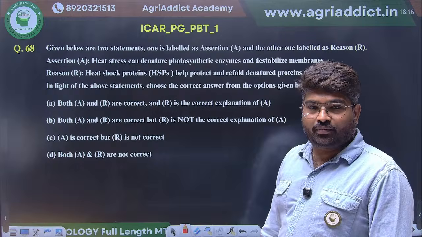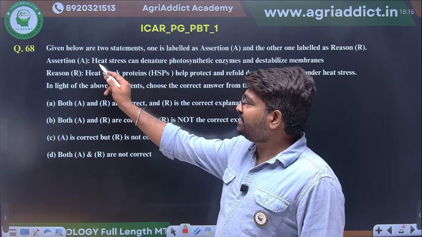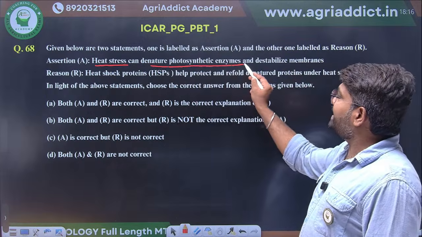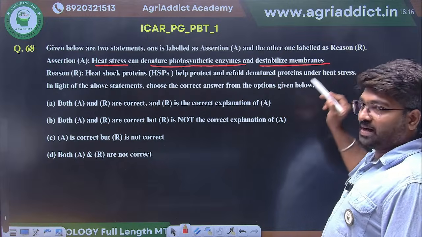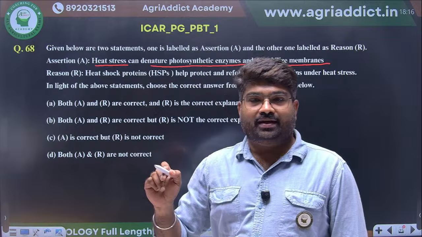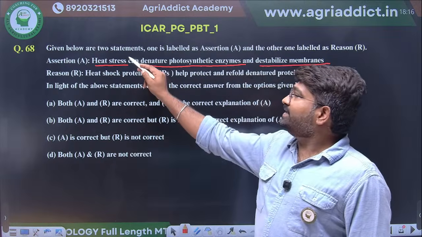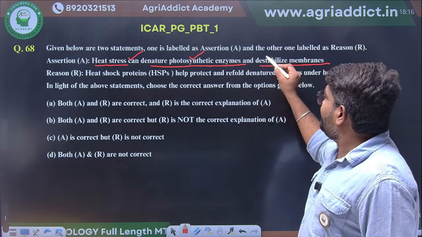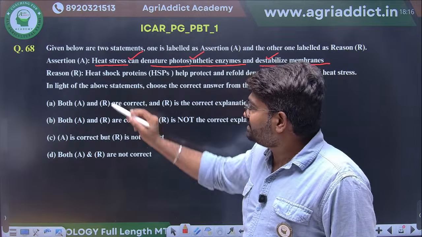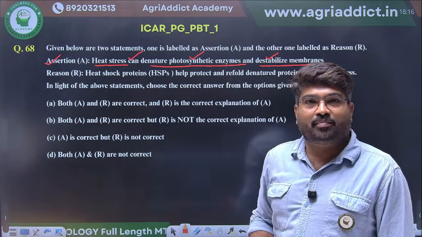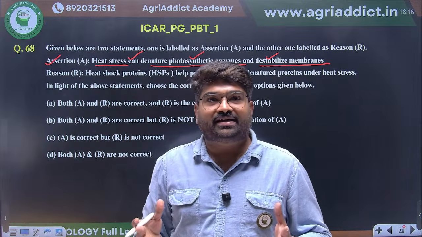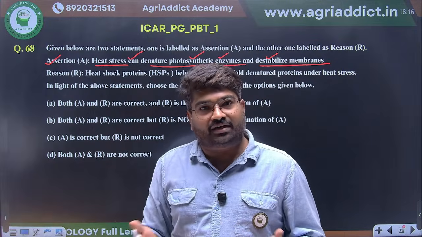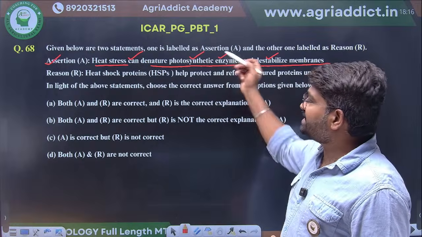Next, we are going to see a question on stress physiology. Read the assertion: heat stress can denature photosynthetic enzymes and destabilize membranes. This is a correct statement. We know that because of heat, the proteins may be denatured. These enzymes are proteinous in nature, so they will also denature at high temperature. So, this is a correct statement.